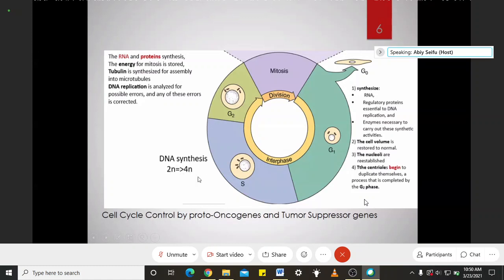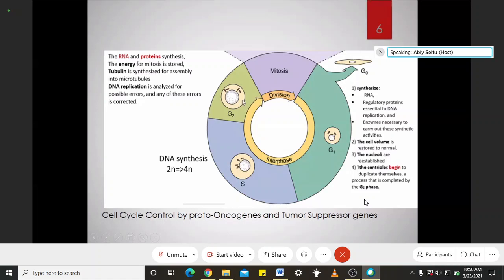So, doubling of the DNA. 46 DNA now becomes 92 DNA. So the main activity that occurs during the S phase is DNA synthesis. The other one is the G2 phase.